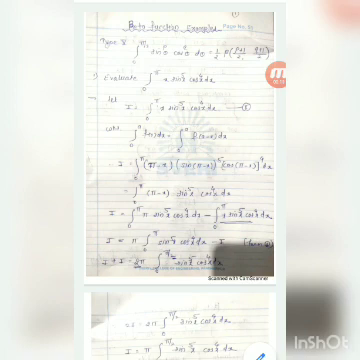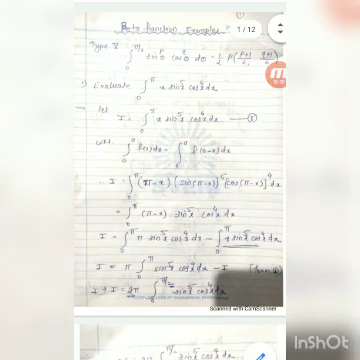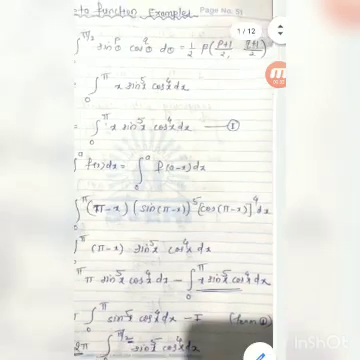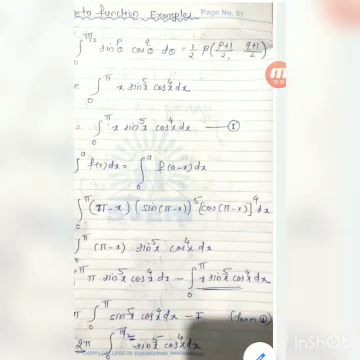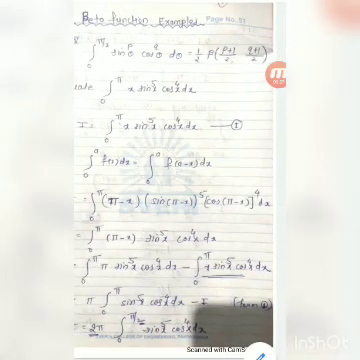Examples of beta function type 5. In the previous video lecture, we have seen examples on beta function of types 1, 2, 3, and 4. In today's lecture, we are going to discuss examples on beta function of type 5. That is the result: the integral over 0 to pi by 2 of sin theta raised to p cos theta raised to q d theta is equal to, what is the result? Half of beta of (p plus 1) upon 2 comma (q plus 1) upon 2.